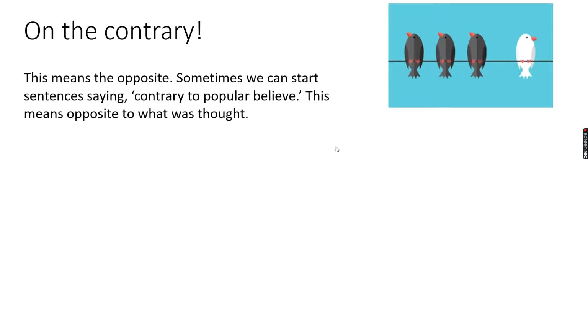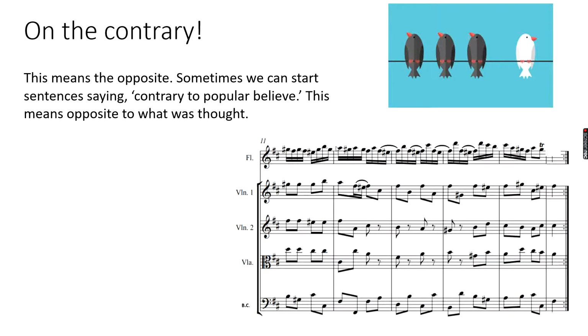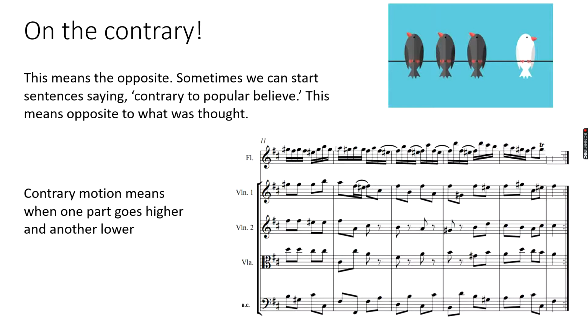Now, sometimes you may have heard the phrase contrary to popular belief. This means opposite to what was thought. So contrary means opposite. Now, if we had contrary motion in music, contrary motion means when one part goes higher and one part goes lower. So we have the opposite. One goes higher in pitch, one goes lower in pitch.